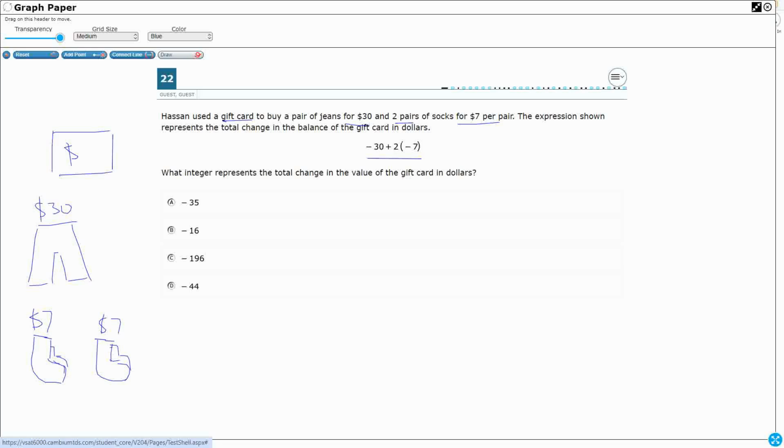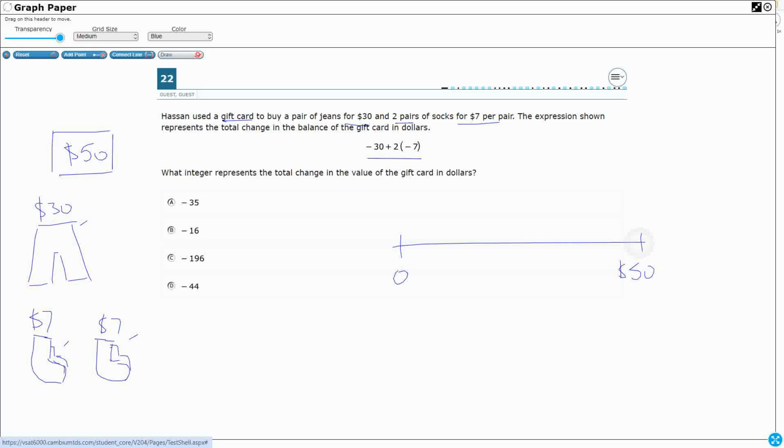So they don't tell us how much is on the gift card to start with. So let's just pick a number. Let's just say it's a $50 gift card. If I wanted to represent the value that it has now, because we've spent money on the jeans and the socks here, I could use a number line. And that's one way to visualize this. So let's see what would happen if we put this on a number line. And like I said, I just chose $50 as my starting point here.